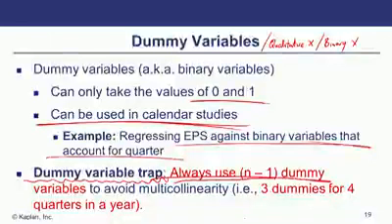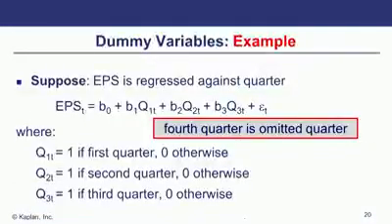Which, of course, will be begging another question. What happens to the omitted dummy? And we'll see that in a minute. Now, so here's our regression. So we've got the earnings per share at different points in time.